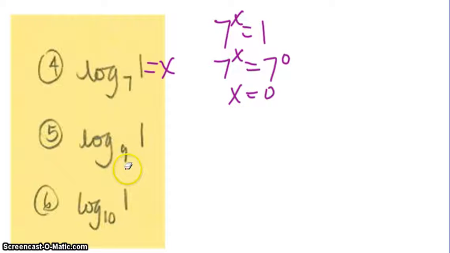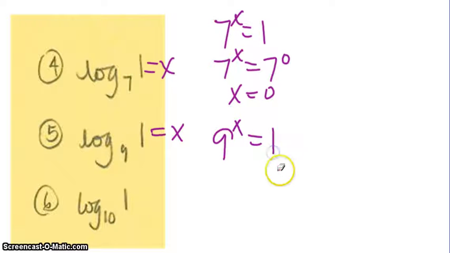Let's try this one. If I set that equal to x, 9 to the x equals 1. Well, the only time I can ever get 9 to the anything to equal 1 is if x is 0, because any number raised to the 0 will always give me 1.